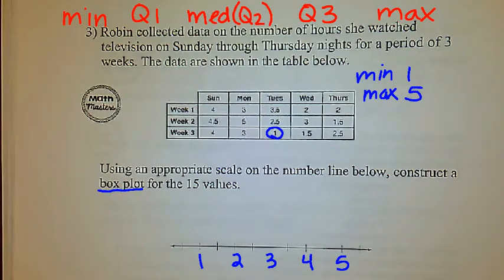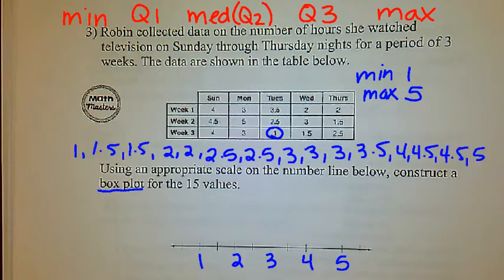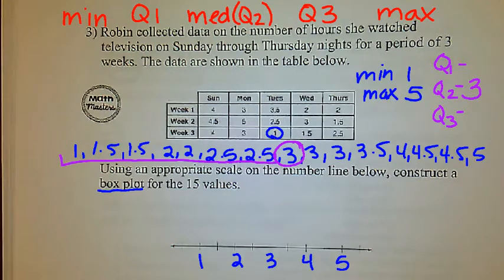Alright, so next I'm going to put these in order from least to greatest. There are 15 values. So 15 divided by 2 would be 7, so 1, 2, 3, 4, 5, 6, 7. So the 8th term is going to be my median. Now we need Q1, Q2, or the median, and Q3. I know Q2 is going to be 3, since there's an odd number. I don't count my median.